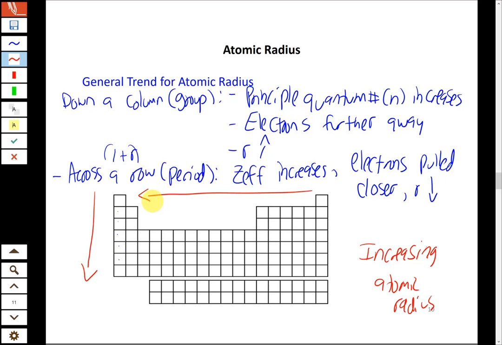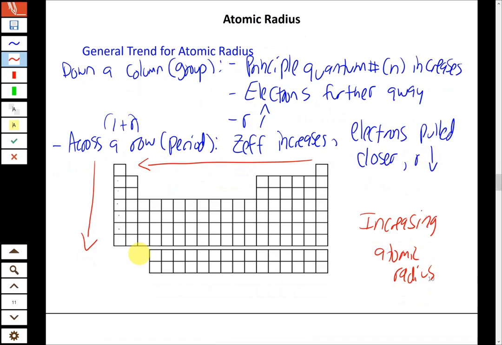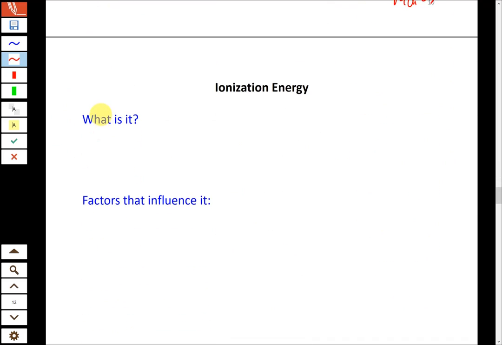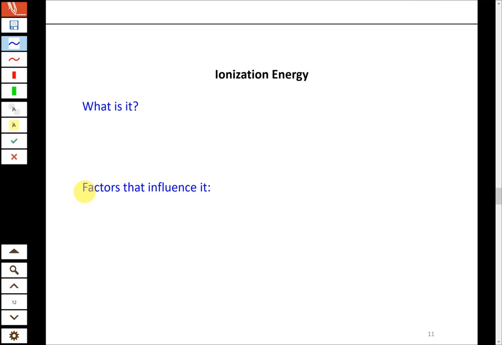So the atomic radius will increase as you go down a column or as you move right to left across a row of the periodic table. All right. Now the next property we're going to talk about is called ionization energy. We introduced this a little bit in the context of the Bohr model, where we saw that the Bohr model allowed us to calculate the ionization energy for hydrogen. But what the ionization energy refers to is the energy required to remove one electron from a gas phase atom.